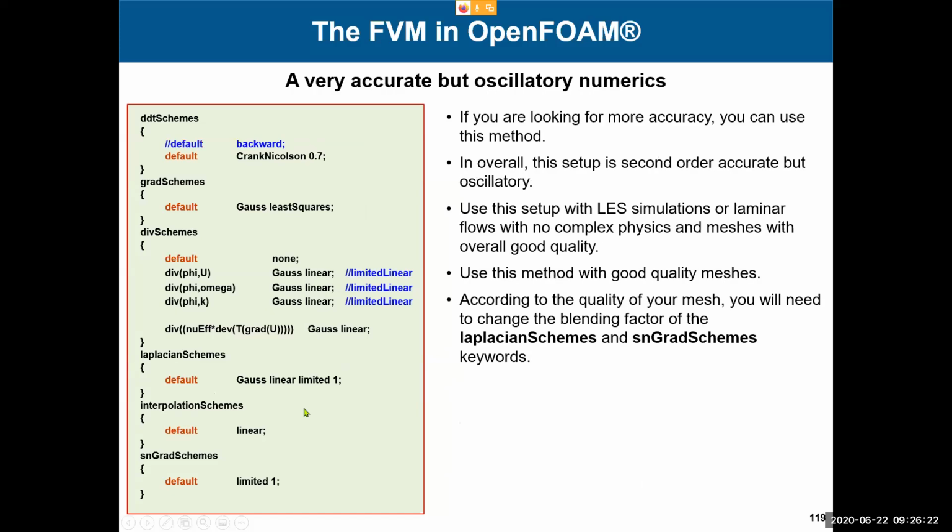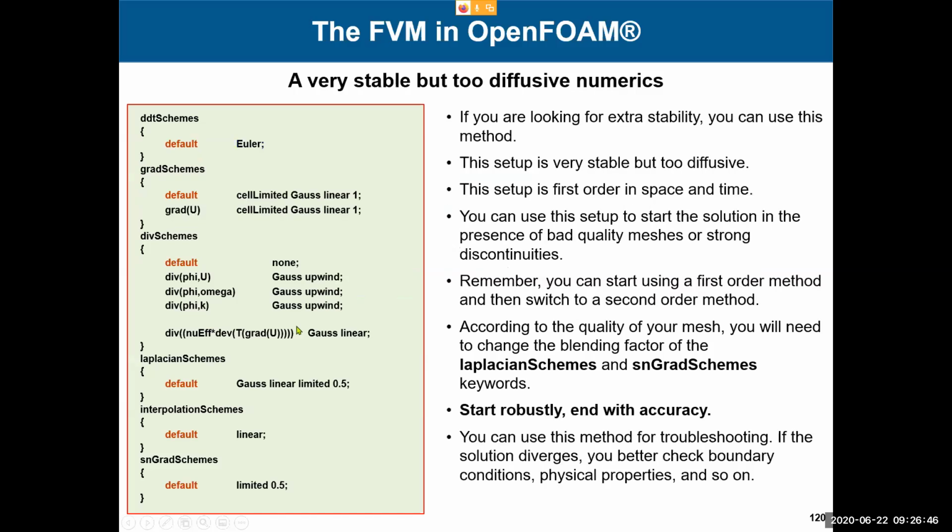Then if you want something very accurate, you can go like this, but have in mind that this might be very oscillatory. So usually this is something that you will use with less demanding simulations. And probably instead of linear here, you will put limited linear, unless you don't have omega and k. Maybe you might have k, but omega you don't have it. So this is something very accurate, but have in mind that it's very oscillatory.